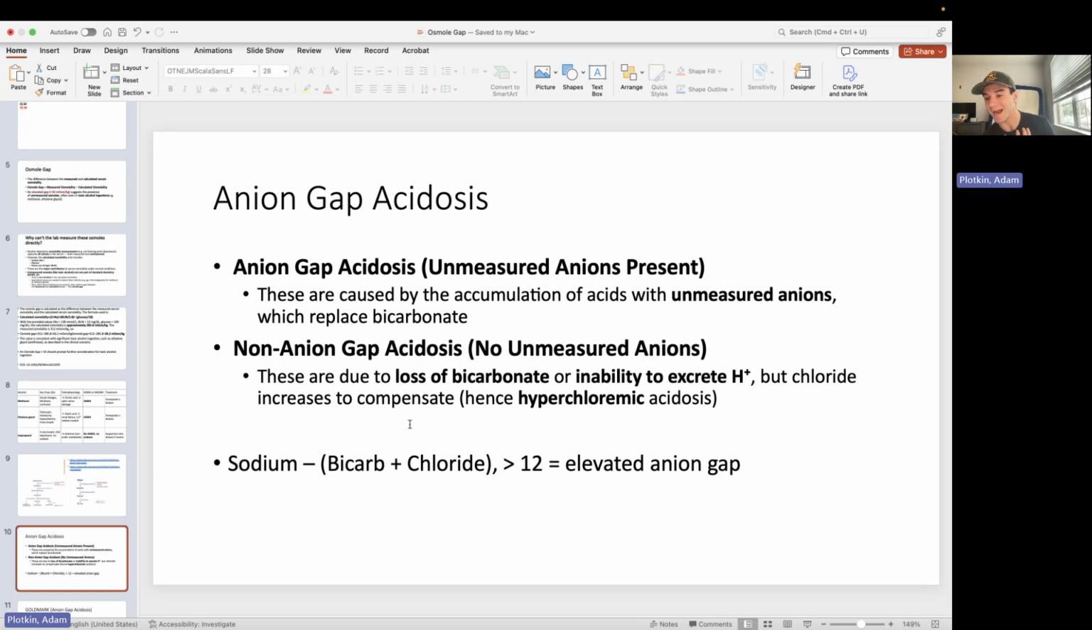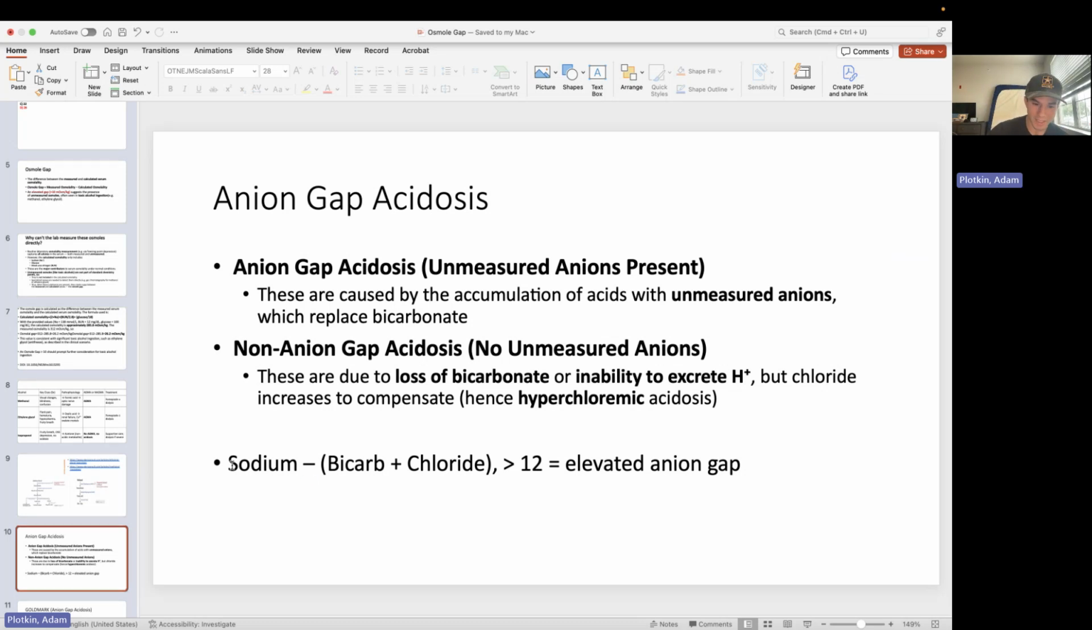In the setting of anion gap metabolic acidosis, well, now we have these unmeasured anions that are throwing everything off. We're going to remove our bicarb, but we're not able to touch our chloride as much. We're not able to raise our chloride as much because of these unmeasured anions. If I were to raise the chloride too much, it would make my negative charges way higher than my positive charge, and that would throw us off as well.